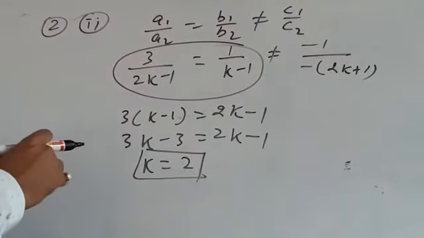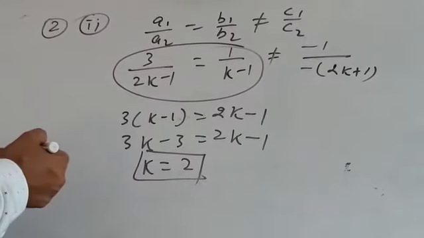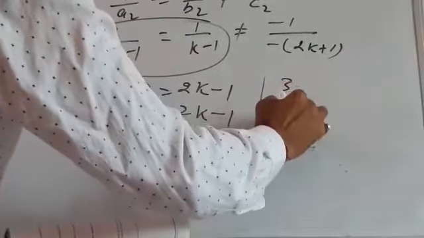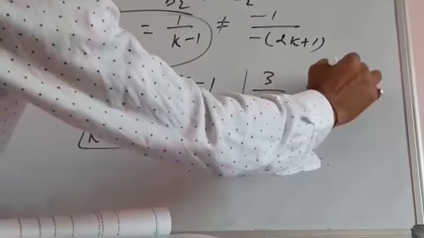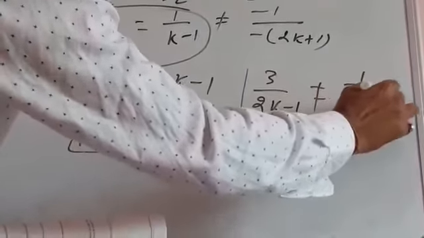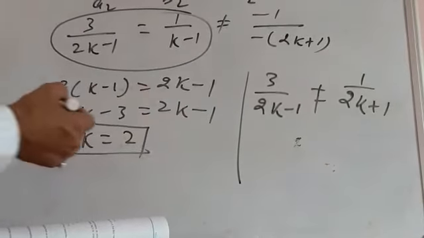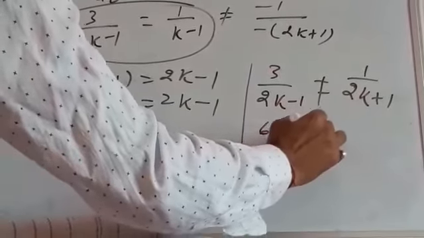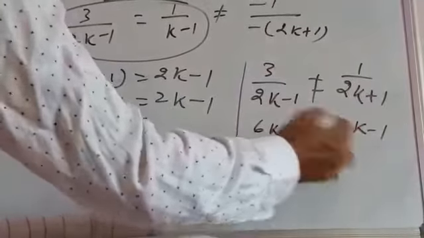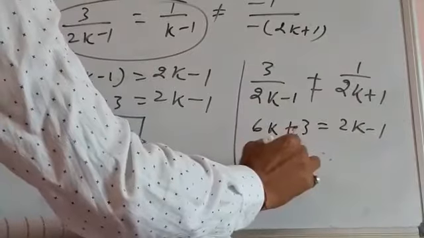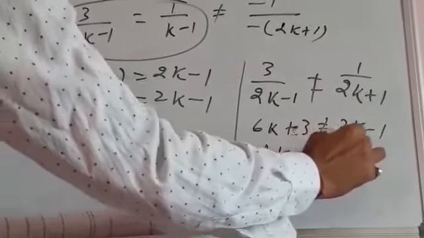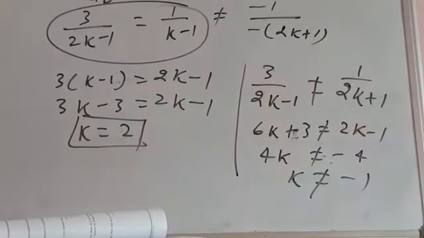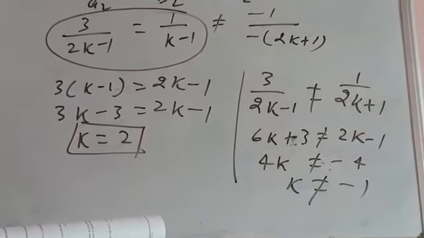because this is very important, right? And yes, if you want to know the not-equal value, that will be 3 upon 2k minus 1 not equal to 1 upon 2k plus 1. So do the same as we are doing with the sign of equals. So this is 6k plus 3 is not equal to 2k minus 1. So this is 4k not equal to minus 4. So k is definitely not equal to minus 1. So these are the conditions, and in this way you can do question number 2.